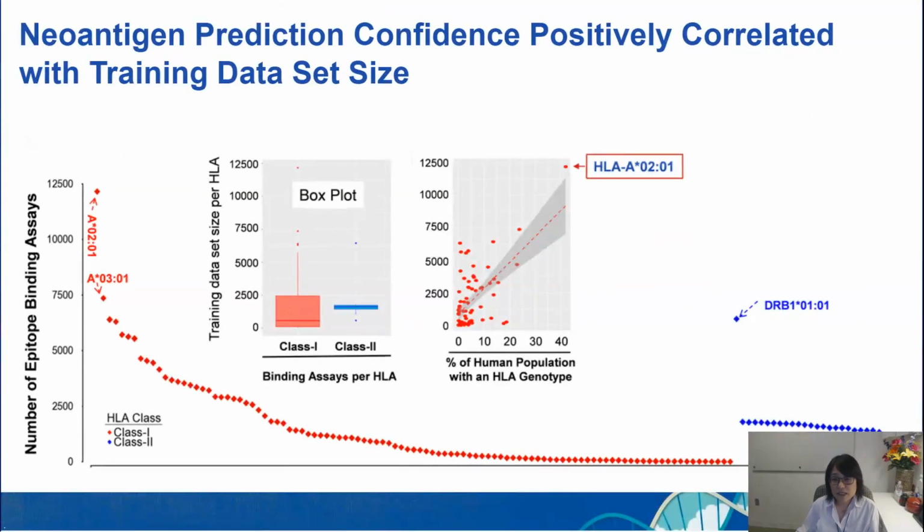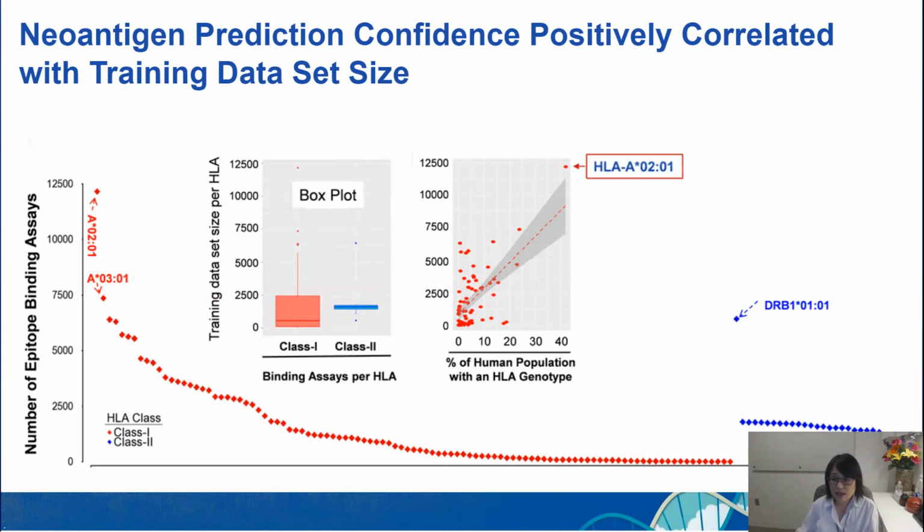Last, I want to point out that because all neoantigen binding prediction tools use existing laboratory binding assays to train their models, the prediction confidence is not the same for all HLAs. For HLAs with a large training data set, the prediction confidence is higher. As shown here, the class 1 HLAs are in red and class 2 in blue.